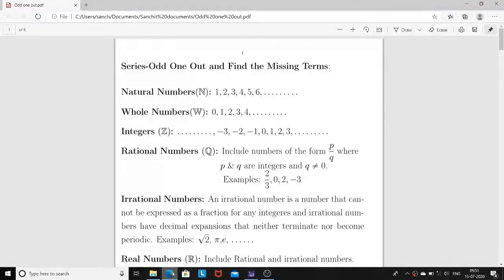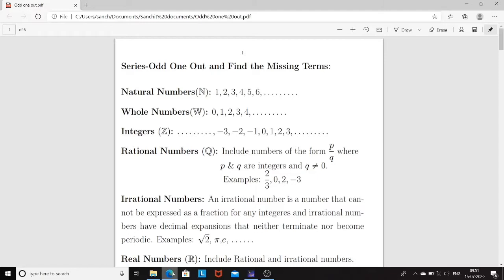Everyone, in this video, first we will look at different types of numbers and at the end we will solve problems of the form odd one out and finding missing term. So let's look at different types of number. The first one is set of all natural numbers. It is denoted by script N and consists of numbers 1, 2, 3, 4 and so on.